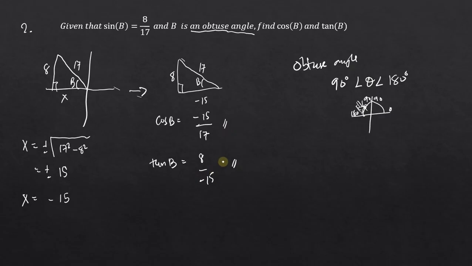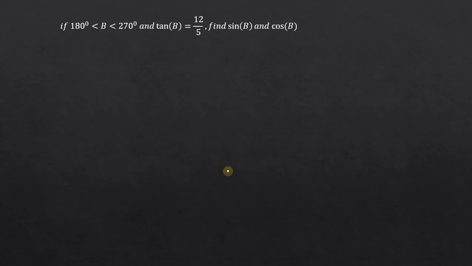Now let's move to the third question. So they said if 180 degrees is less than b less than 270 degrees and tan b is equal to 12 over 5, find sine b and cos b. Same as the other ones, they are trying to hide where the angle is, right? This one is pretty clear, but you might get confused as to where it actually is.